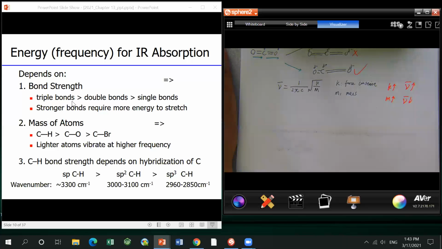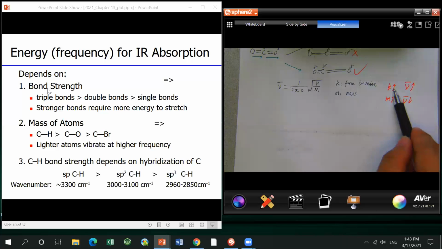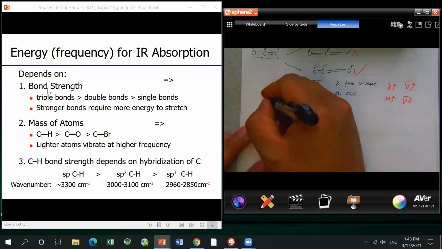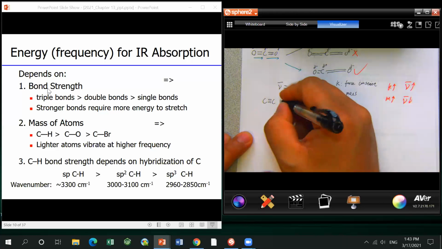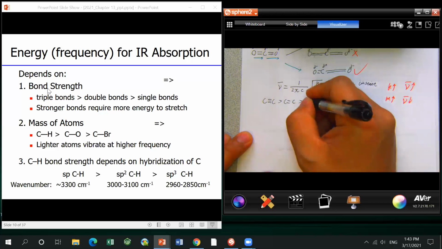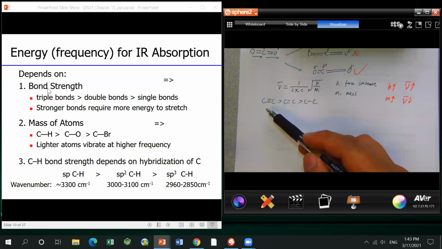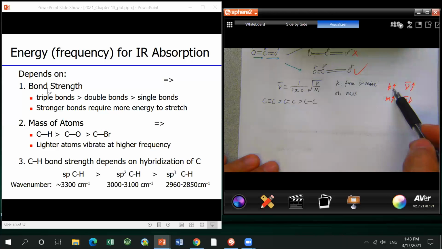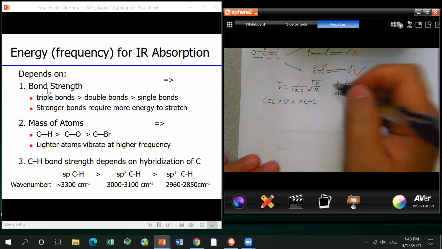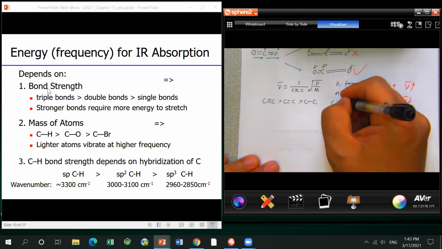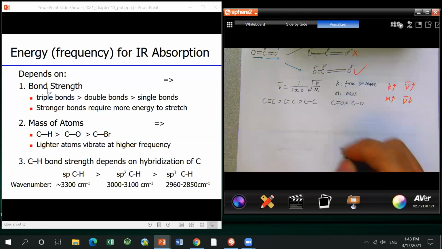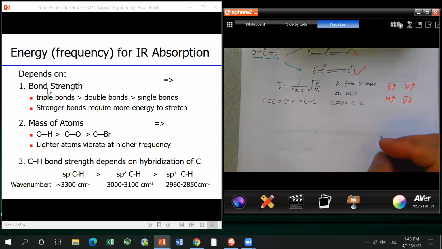Now we can come back here and explain some observations. First, bond strength: the stronger the bond, the higher the K, and then the higher the IR absorption frequency. Normally speaking, the C=C double bond has higher frequency than the C-C single bond. You understand, because the C=C bond is stronger, with closer distance, so higher K and higher frequency. Similar thing for the C=O bond: higher frequency than the C-O single bond. Please keep that in mind.